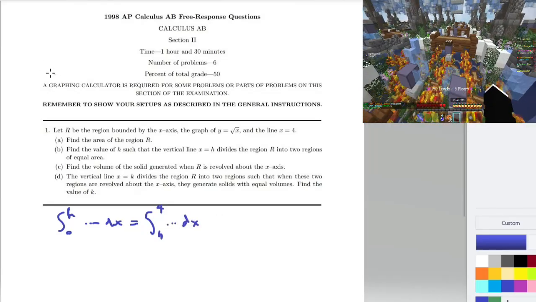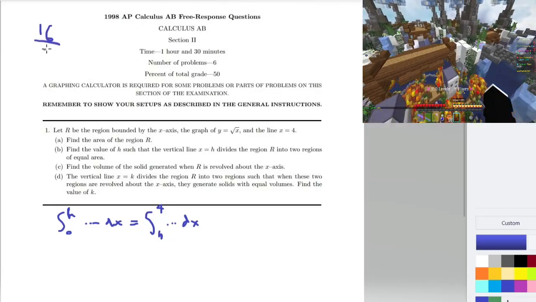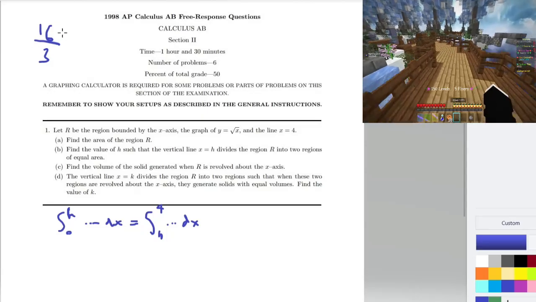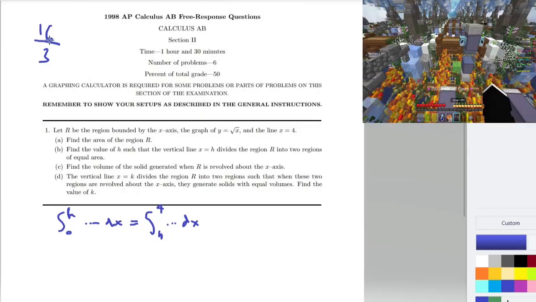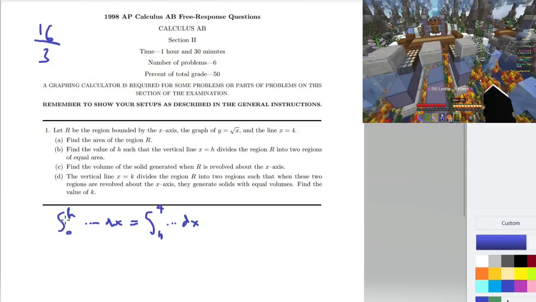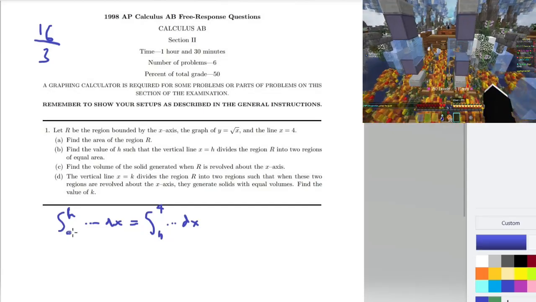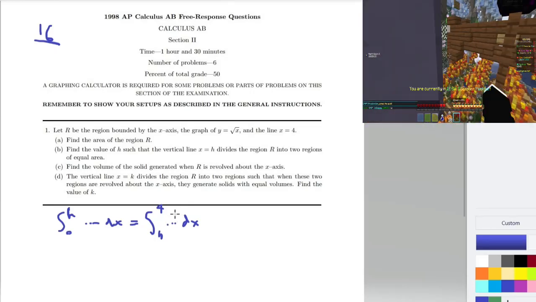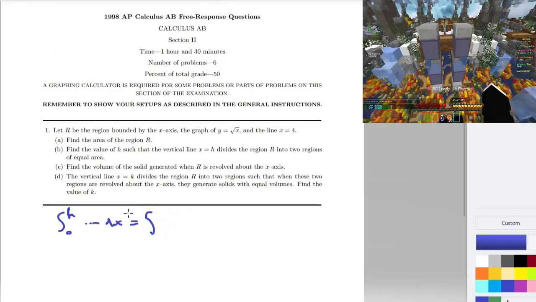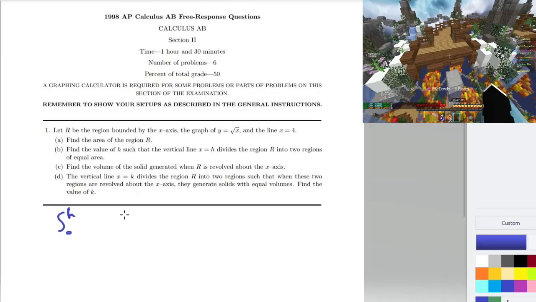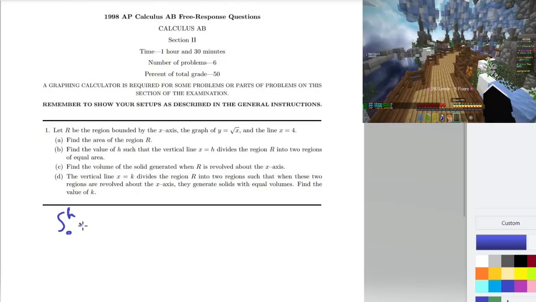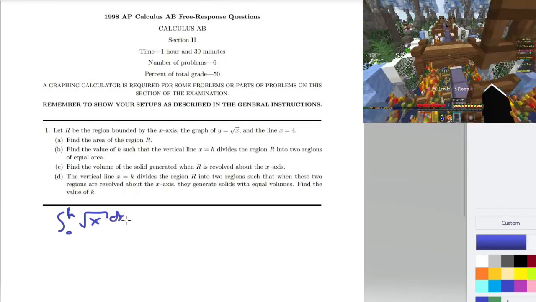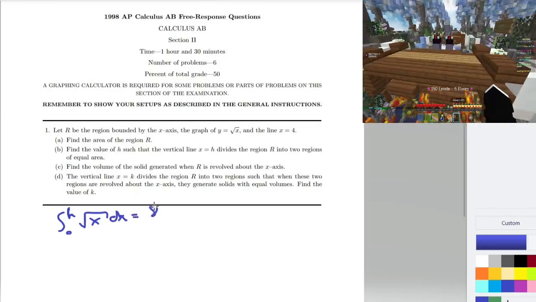So we have the answer for the last one, which is just 16/3, and it's a lot easier in my opinion if I just take it and make that into 8/3. That's what the first one is going to be equal to, and it's a lot easier to evaluate because there's a 0 inside of it, and then we don't have to evaluate 4. So we're going to have the integral from 0 to h of the square root of x dx equal to 8/3.